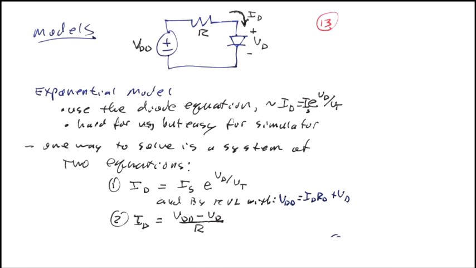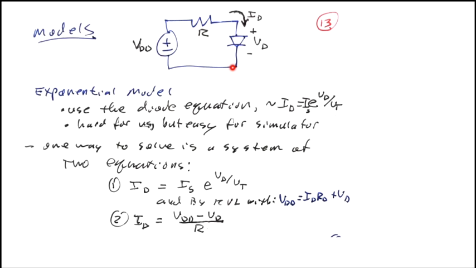I want to mention a little bit more about models. So the exponential model is just using the diode equation, ID equals IS e to the VD over VT, for most of the region in forward. And this is really hard for us to solve, even for a simple circuit.